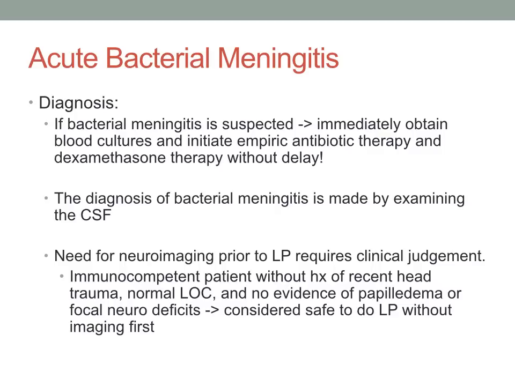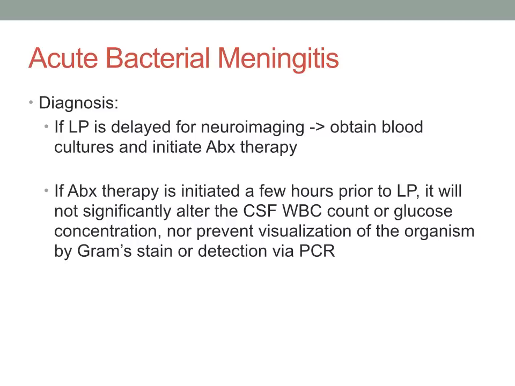So if you think they've got it and you're worried about increased ICP, don't LP them. Get the CT, but get the antibiotics on board. If the LP is delayed for neuroimaging, you obtain the blood cultures, because at least we've got some kind of cultures cooking, and initiate antibiotic therapy. So that's what we're going to do here, okay? If you have to delay the LP because you're worried about increased ICP, and you're going to send them off for neuroimaging, then get blood cultures first before you ship them out of your ER and get antibiotics started.